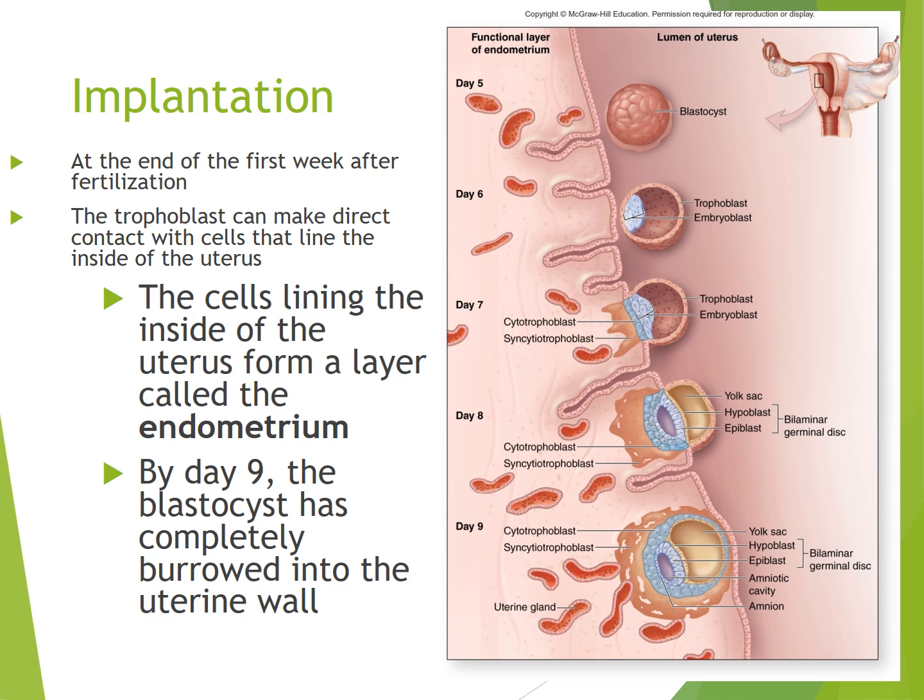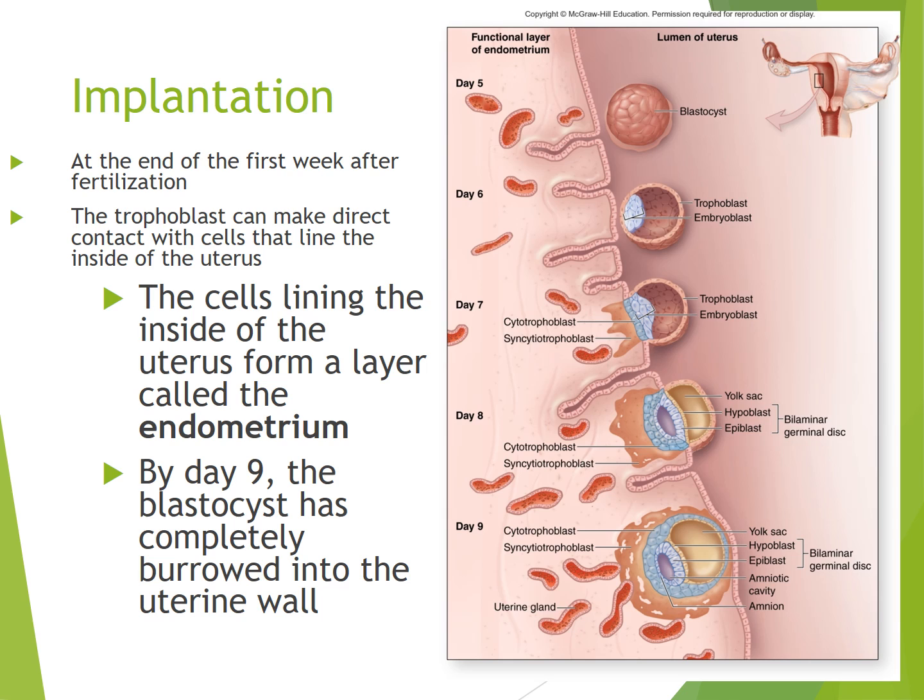Also, during the implantation phase, we have a hormone called human chorionic gonadotropin, or HCG, that signals the female reproductive system that fertilization was successful and implantation has occurred. When you go to the nurse or doctor's office, this is the hormone that they test for in order to confirm whether somebody is pregnant or not.